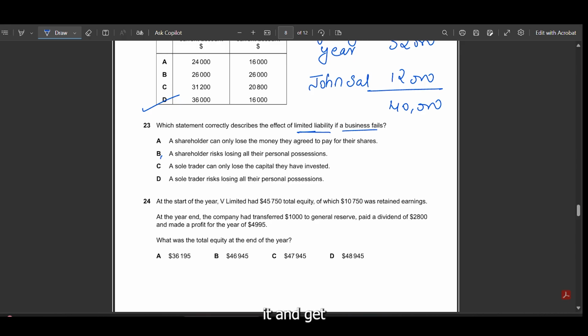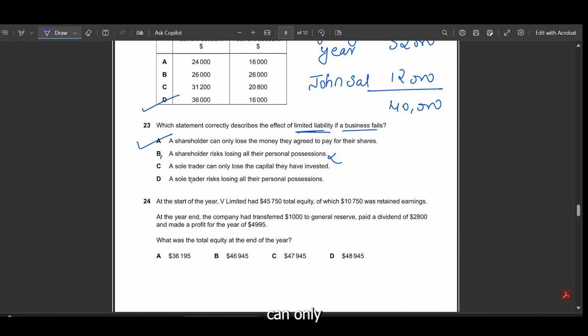A sole trader can only lose the capital they have invested. A sole trader risks losing all their personal possessions. Obviously, over here, a shareholder risking losing all their personal possessions is wrong, because it's limited liability. He can only lose whatever amount is invested in the business, or agreed to pay. That would be right. So A is the right answer over here.